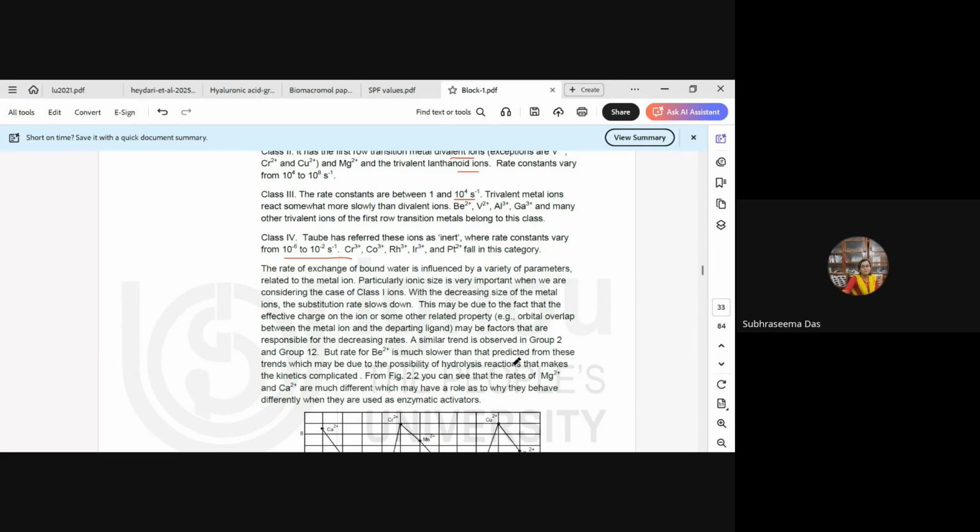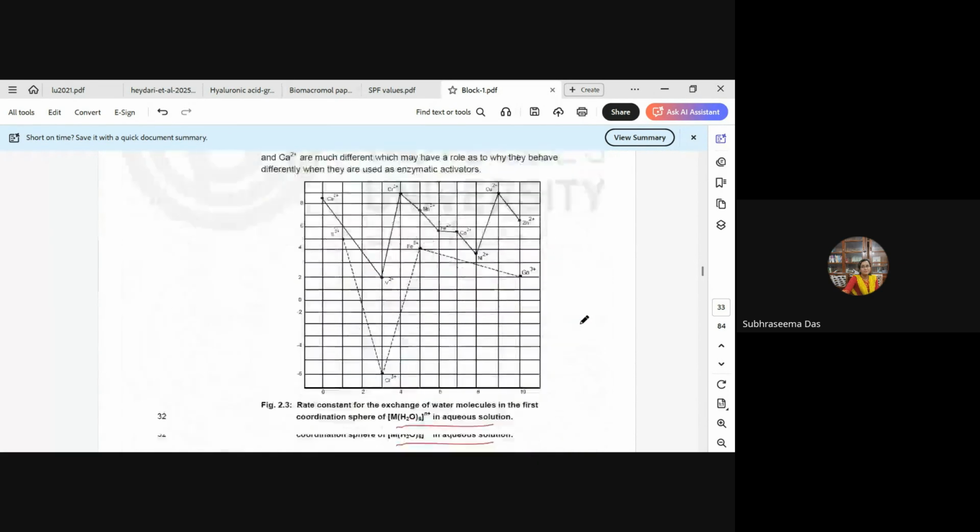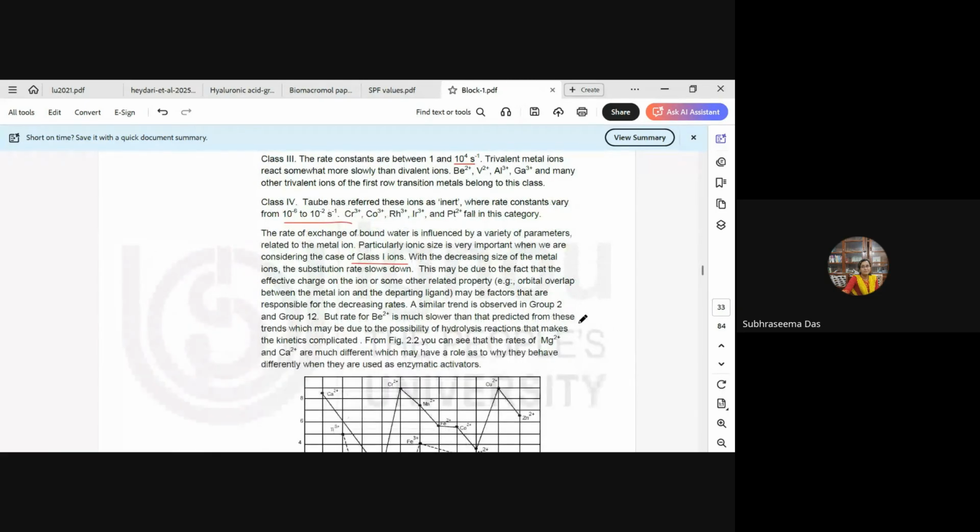The rate of exchange of bound water is influenced by a variety of parameters related to the metal ion. Particularly, the ionic size is very important when we consider class 1 ions. What are the class 1 ions? Those of group 1 and group 2, except beryllium and magnesium. Here the ionic size is very important, and with decreasing size of the metal ions, the substitution reaction rate slows down.